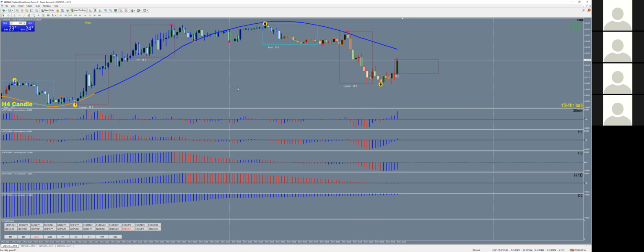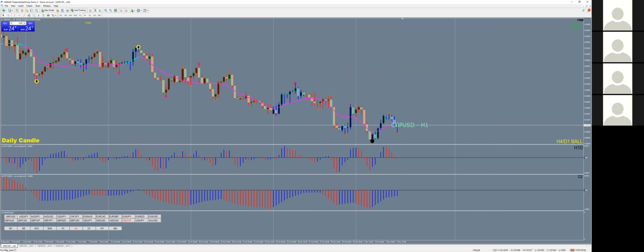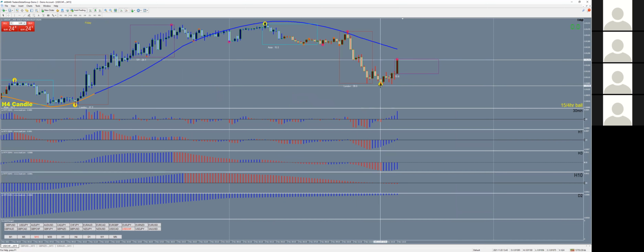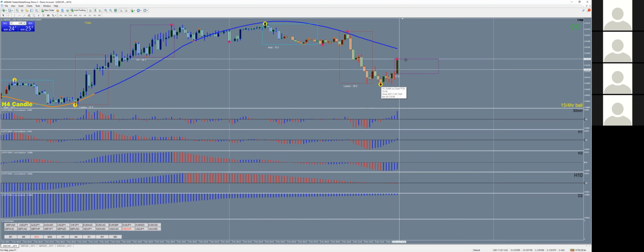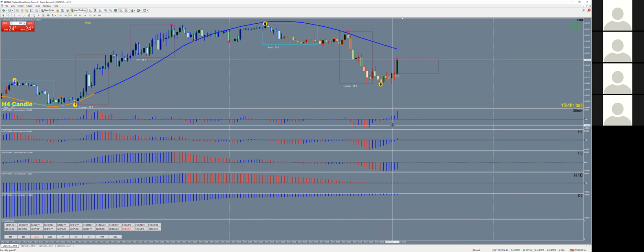All right, USD Swissy is already on the move. 4 hour. Oh, look at what we got here. We have a 1, 2, 3 setup, but H10 is bearish. Okay. All right, so we have to look at the H3 and see if we have a setup with the H3. Go to the 15. Here's your ball, 4 hour ball. H3 was already set up to go long.